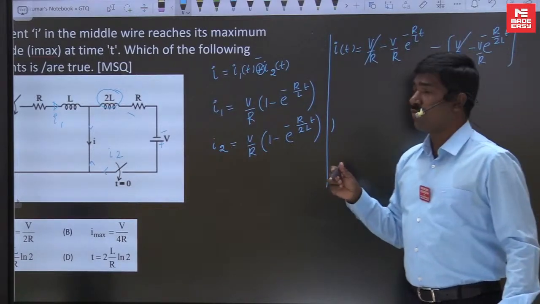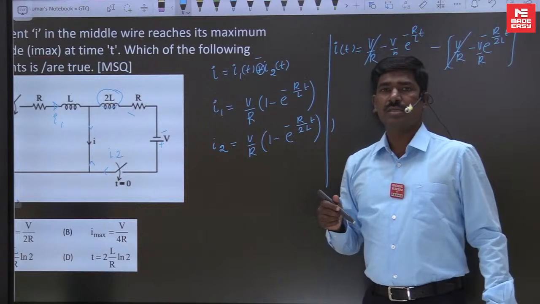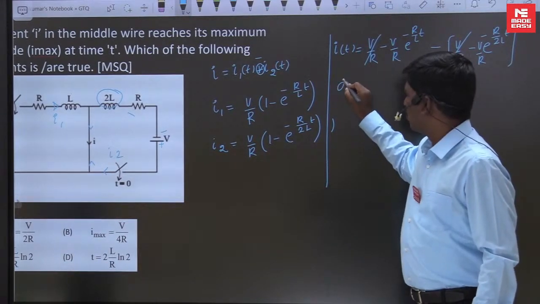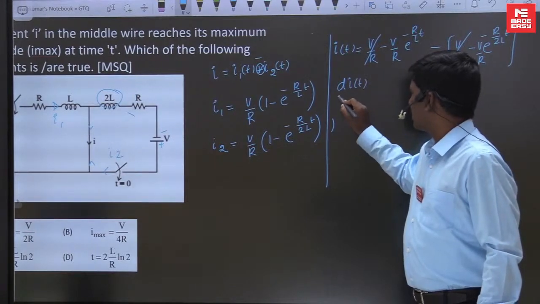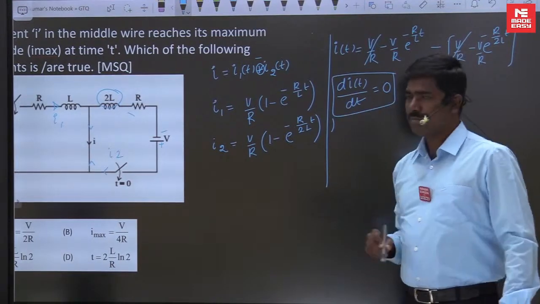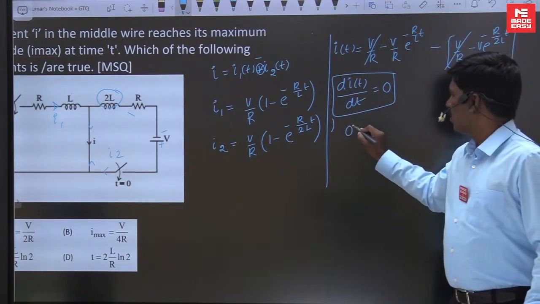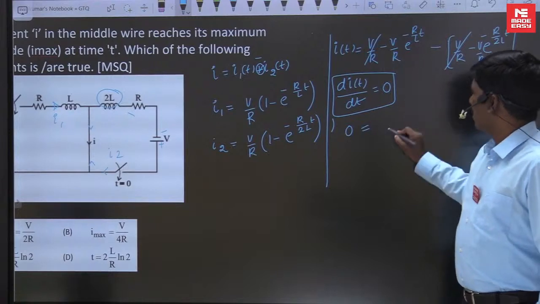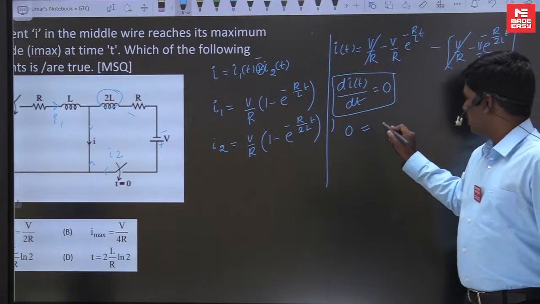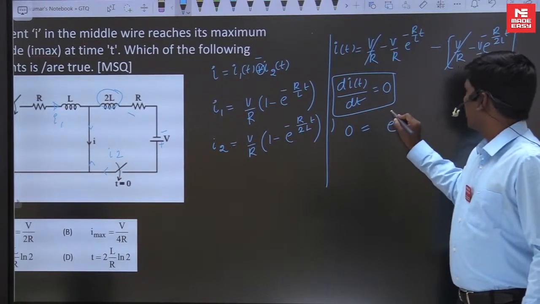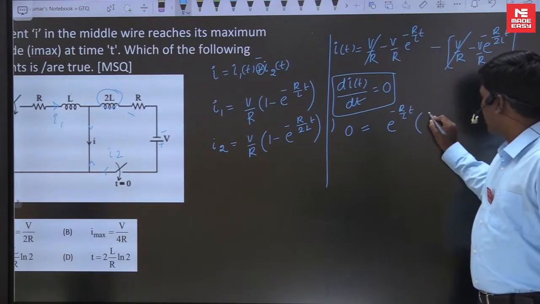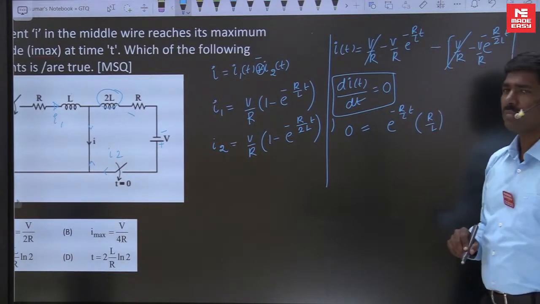The question is, at what time t is the current in the branch maximum? For maximum current, what can we do? Just use differentiation with respect to time equal to 0, di by dt equal to 0. So 0 is equal to d by dt, minus V by R is common, going to 0. Just solve here now, e power minus R by L into T into minus into minus is plus R by L.